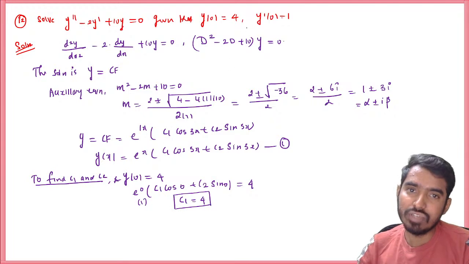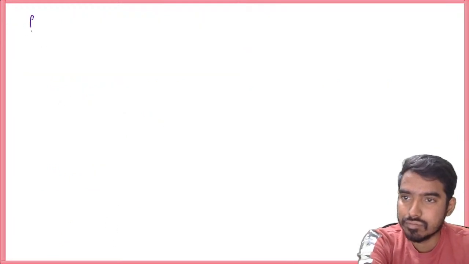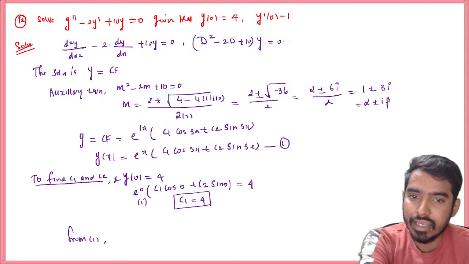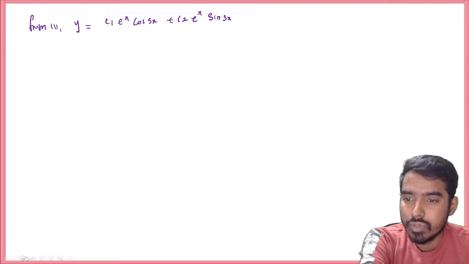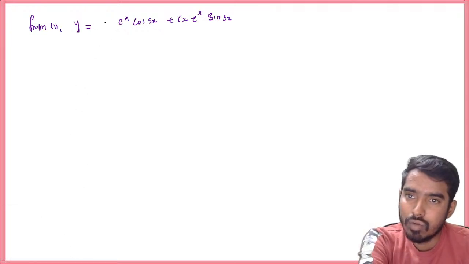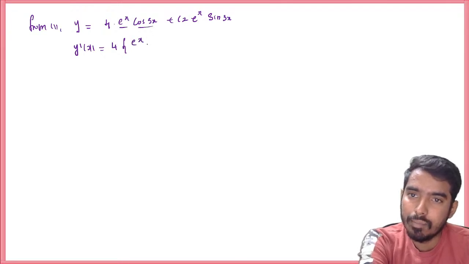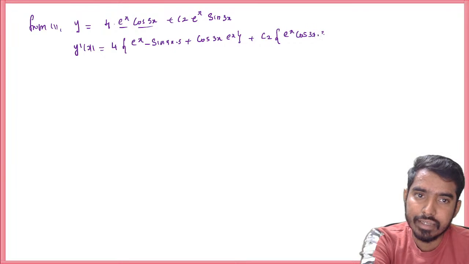Now to use another data, we need y dash, right? Now from 1, what is y? From 1, y is c1 e power x cos 3x plus c2 e power x sin 3x, right? And we know c1 is 4, so we will replace this c1 with 4. Now we will find y dash. So what is y dash of x? So 4 into, you need to apply product rule. So e power x into minus sin 3x into 3 plus cos 3x, derivative of e power x is e power x. Now you keep the c2 as it is, keep this e power x as it is, differentiate this, will be cos 3x into 3, plus you keep sin 3x now, differentiate e power x. This is the y dash of x.